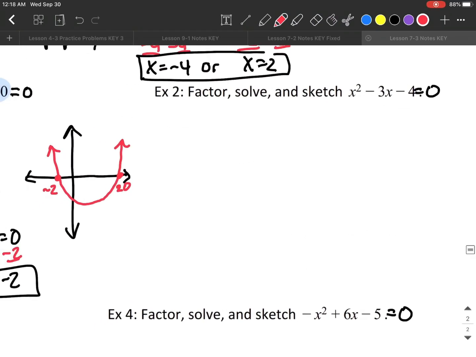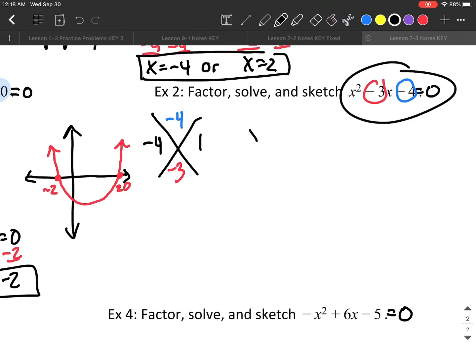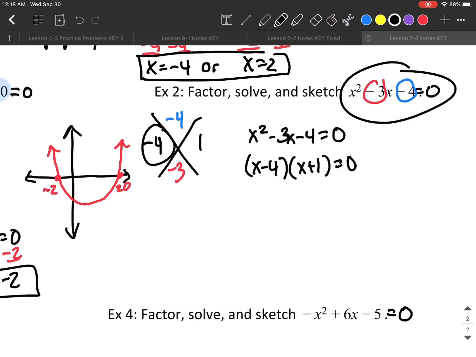All right, for example 2, I'm using my diamond to find two numbers that multiply to negative 4 and add up to negative 3. And those two numbers are negative 4 and positive 1. So I'm going to rewrite this as x squared minus 3x minus 4 is equal to 0. I'm going to take that and rewrite it as x minus 4 times x plus 1 is equal to 0. I just took these numbers and put them in my factored form.